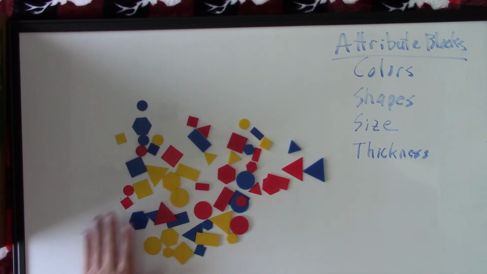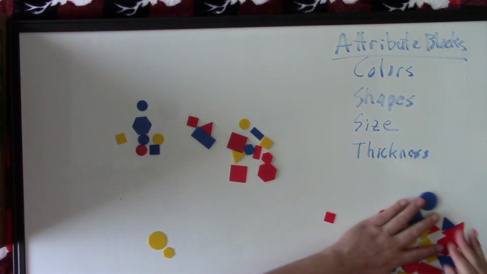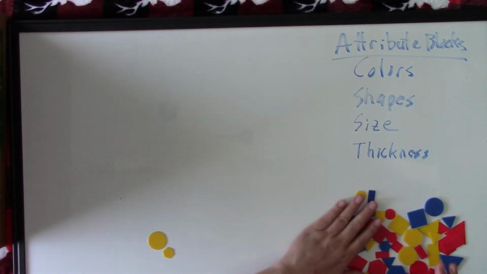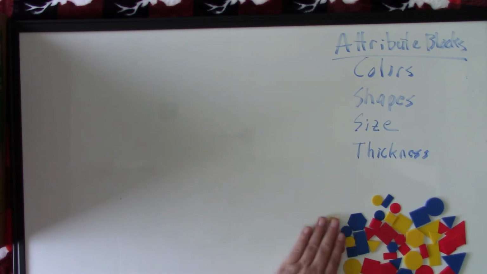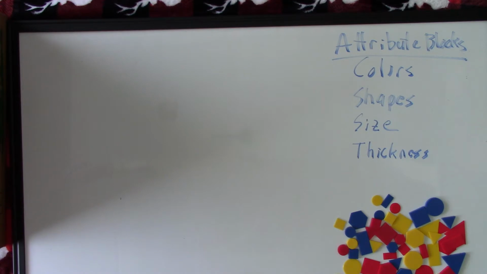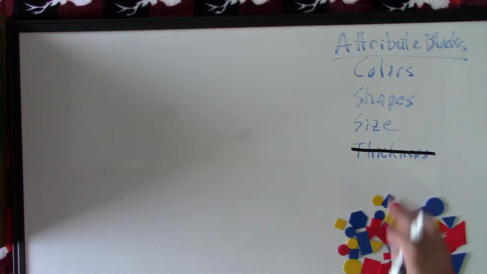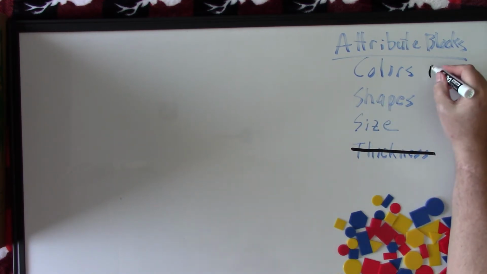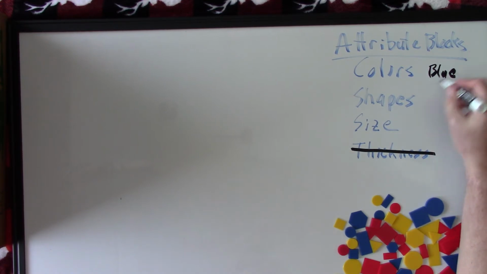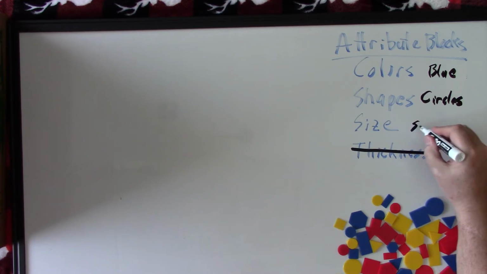So what we're going to do is use Venn diagrams to show how we can sort these by attributes. We're going to pick 3 attributes. I don't like the thickness one because that's hard to show in a video. So I'm going to pick a color, a shape, and a size. So let's look at blue circles, and we'll make them small.